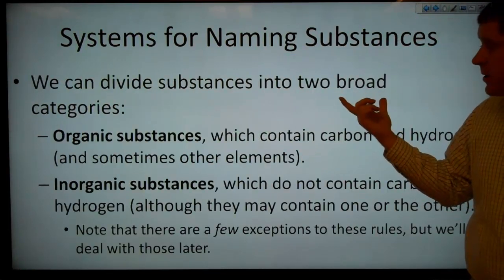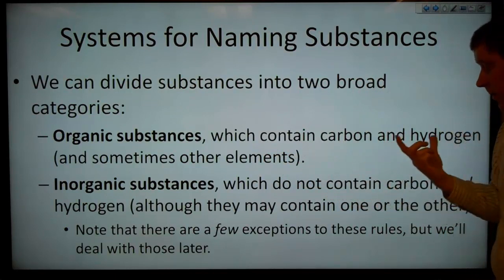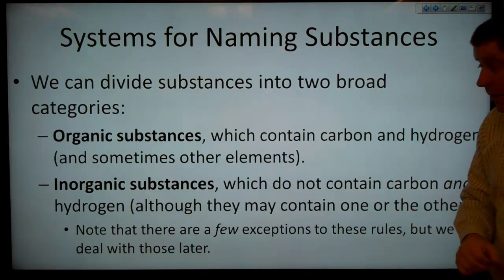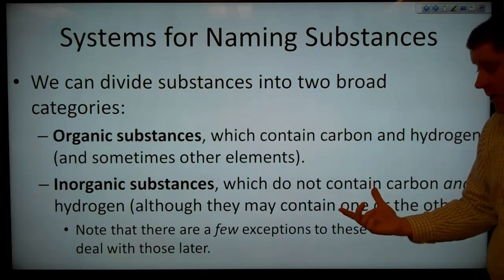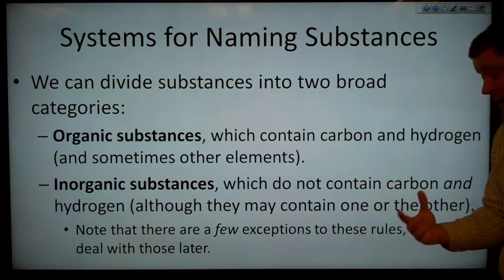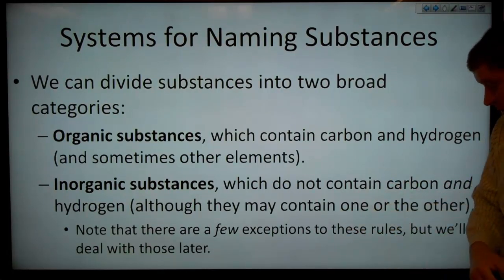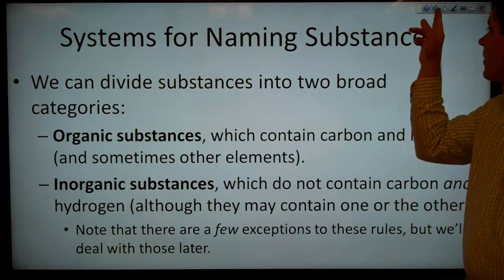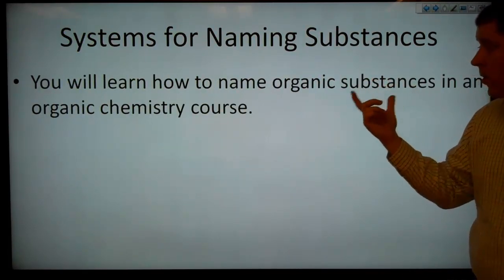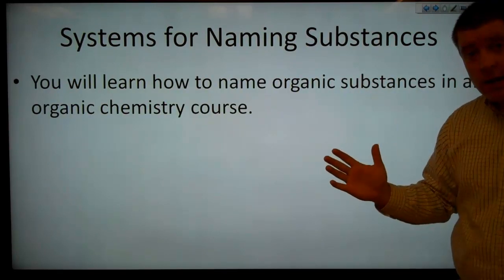Now we can divide substances into two broad categories: organic substances, which contain carbon and hydrogen, and sometimes other elements, and inorganic substances, which do not contain both carbon and hydrogen, although they may contain one or the other. Note that there are a few exceptions to these rules, but we'll deal with those later. You're going to learn how to name organic substances in an organic chemistry course. We won't cover that here.